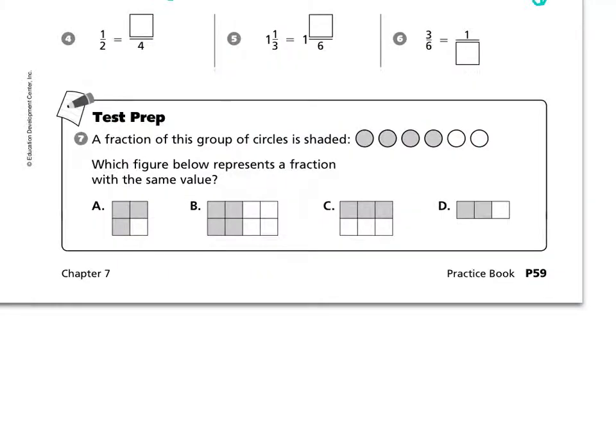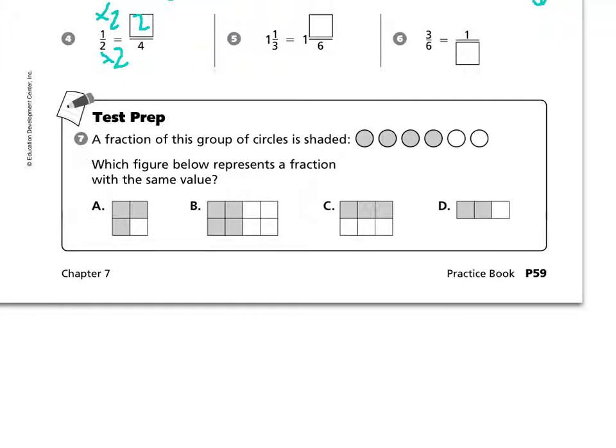Let's look at number 4 where we're finding a missing number. So remember, whatever you do to the top or bottom, you have to do to the other. So 2, and then how did I get that to 4? 2 times 2 would equal 4, and 1 times 2 would get my numerator of 2.